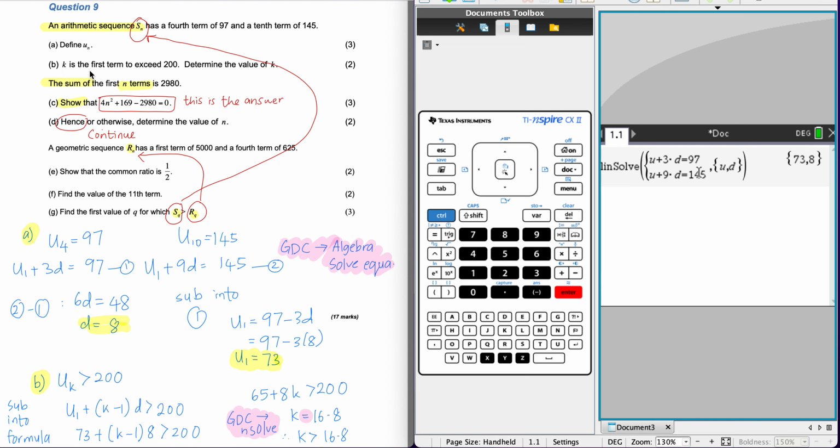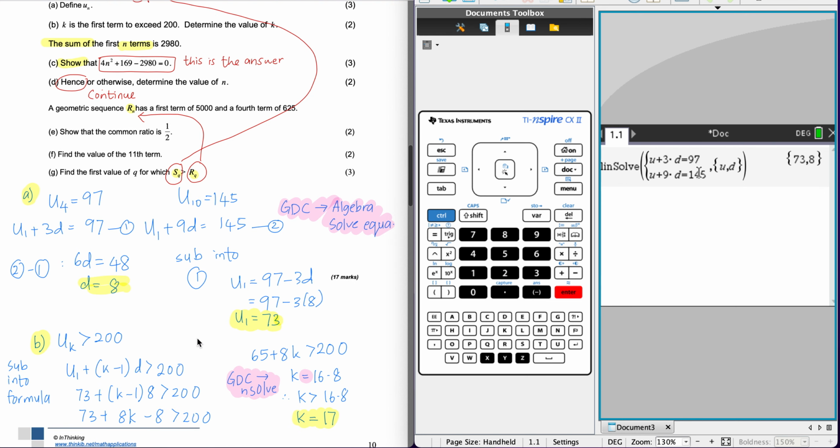Part B. k is the first term to exceed 200. Determine the value of k. So uk is greater than 200. We need to find k. We break uk into the arithmetic formula, u1 plus k minus 1 times d, and we put d as 8. Simplifying, we get 65 plus 8k greater than 200. When we use the GDC, maybe we can ignore the greater sign first and put equal first.